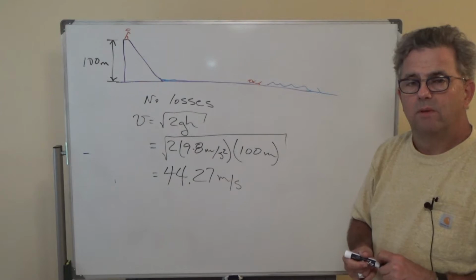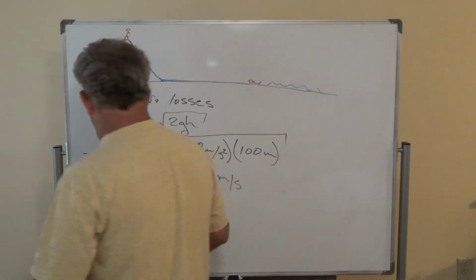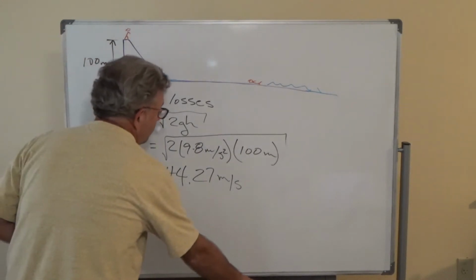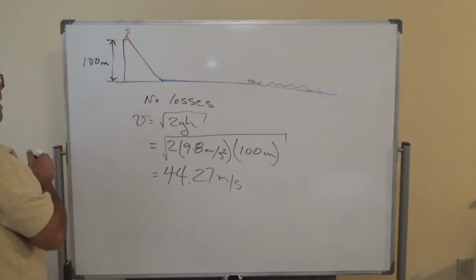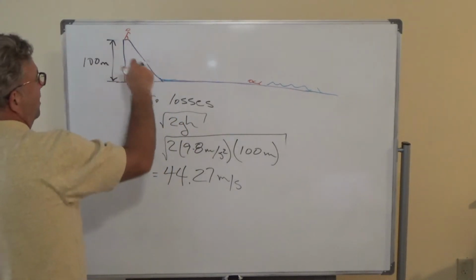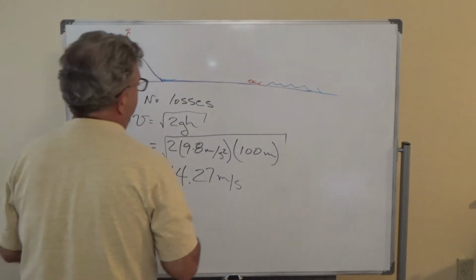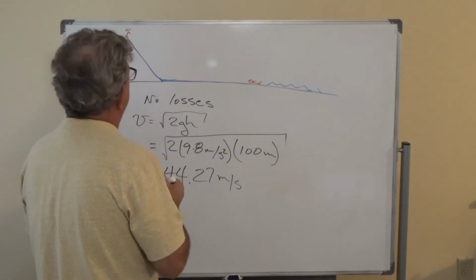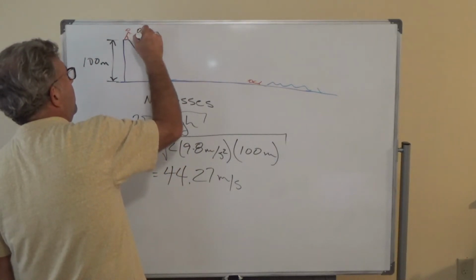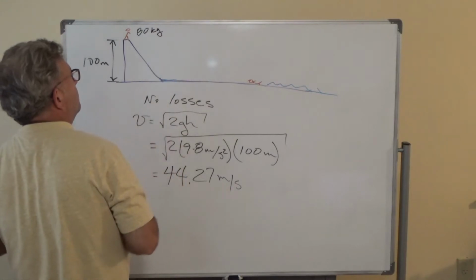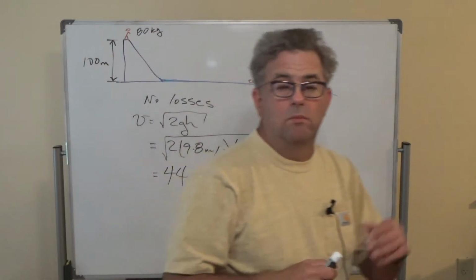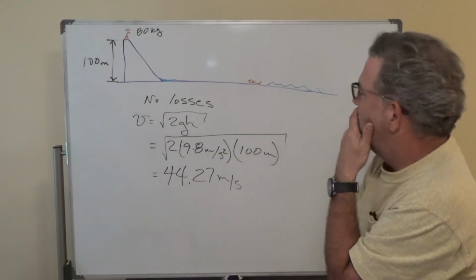So let's say that in this case I'm going to let the slide be frictionless, and let's say that this person is about 80 kilograms, and there's a stopping force.